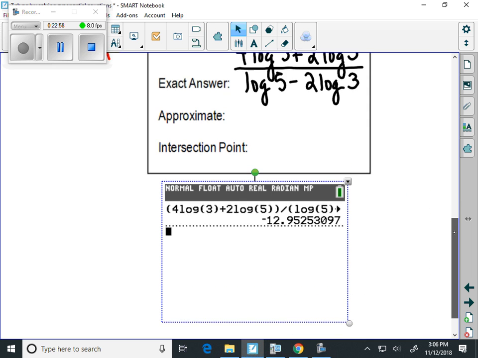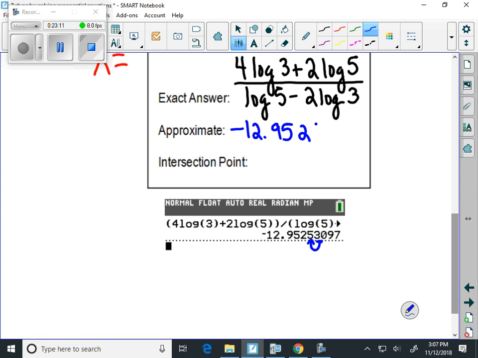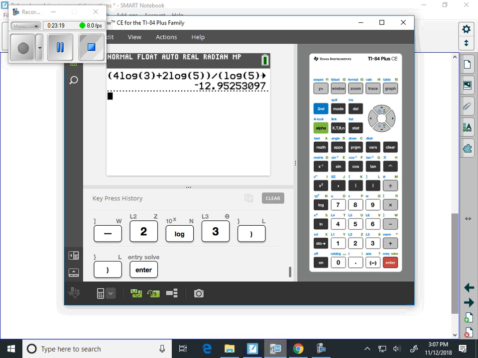Which is, when we look here around the 10,000, we're looking at the 3, which means that the 5 is going to remain the same. Approximately negative 12.9525. And let's see what happens with our intersection point again. If we type this in, I'm wondering if it will work.